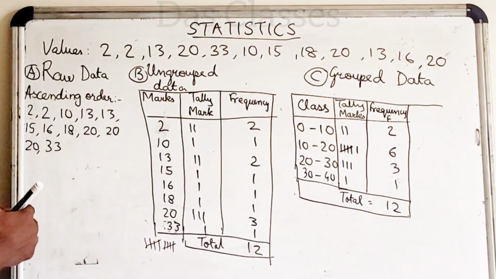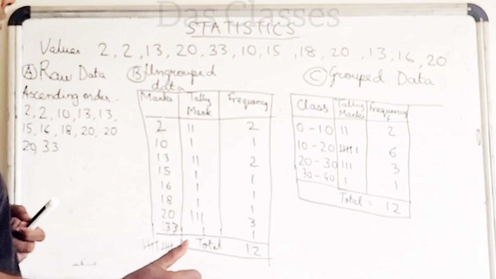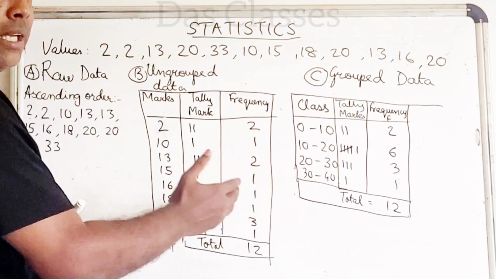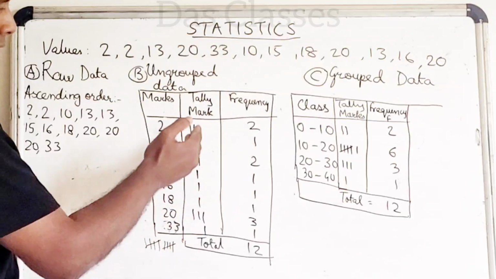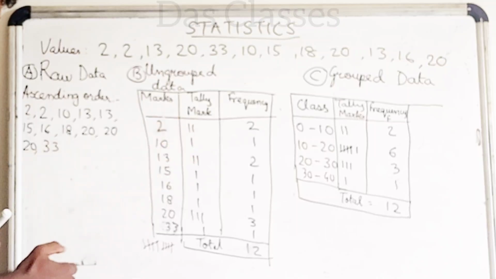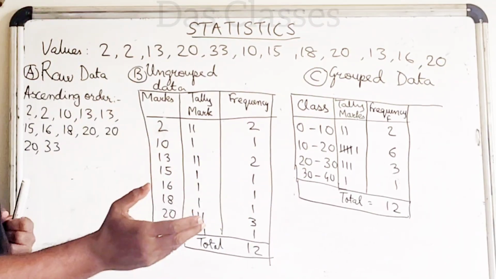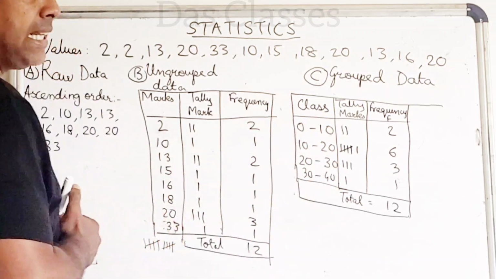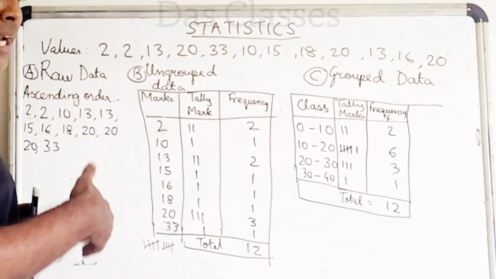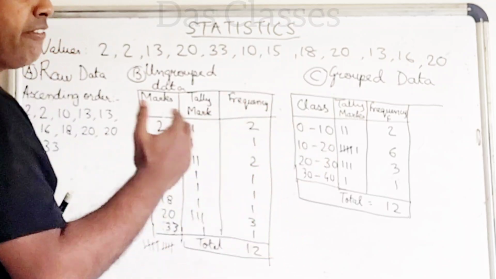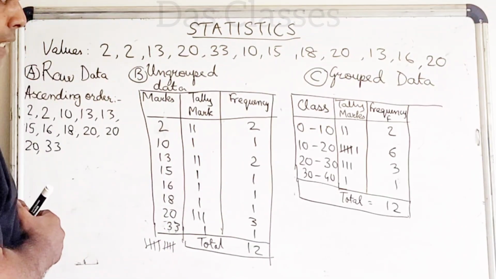So this is how the various tables are made. Understand the difference between ungrouped data and grouped data. In the case of ungrouped data, individual values are written and the number of times each occurs is given by the frequency. In the case of grouped data, it is a collection of values. We have taken classes in the form of 0 to 10, 10 to 20. Unless it's mentioned, you can take it any way. You could have taken 0 to 5, 5 to 10. That way also you may have taken.